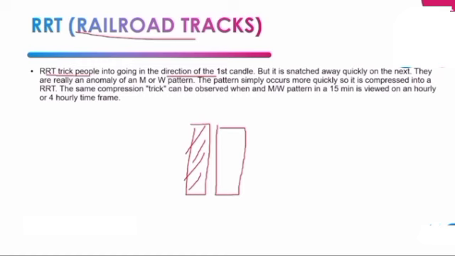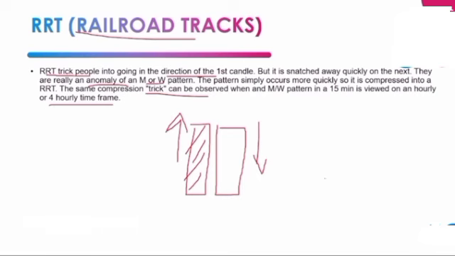But it is snatched away quickly on the next. They are really an anomaly of an M or W pattern. So what they do with this railroad track is actually to shift up and then later shift down away very quickly. So the same compression trick can be observed when the M or W pattern in the M15 time frame is viewed on the hourly or 4-hourly time frame.